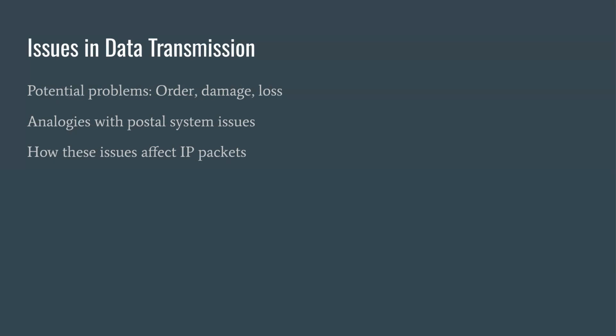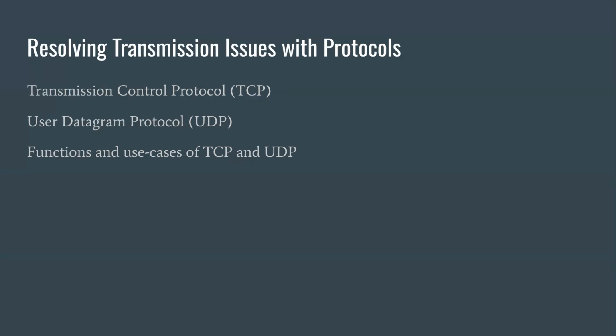So there are some issues in data transmission. Just like with postal systems, data transmission can face issues. Packets might arrive out of order, get damaged, or lost. These are pretty common issues in digital communication, and this is analogous to issues you might face when sending physical mail.